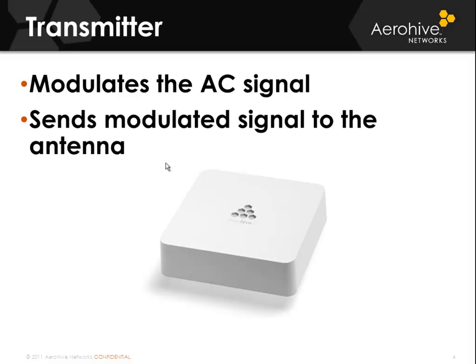The transmitter takes the data provided and modifies the AC signal by using a modulation technique to encode the data into the signal. This modulated AC signal is now a carrier signal which contains the data to be transmitted. The carrier signal at that point is then transmitted either directly to the antenna or through a cable to the antenna.